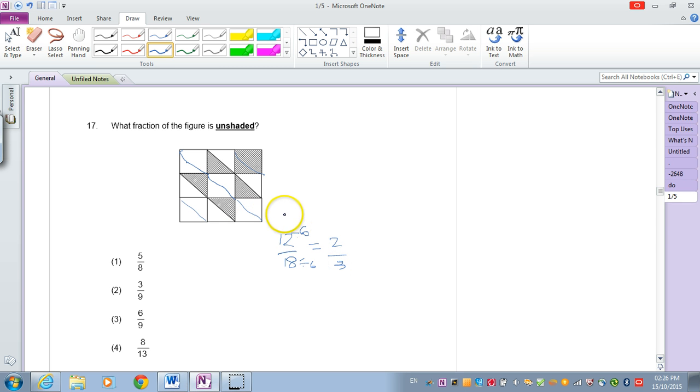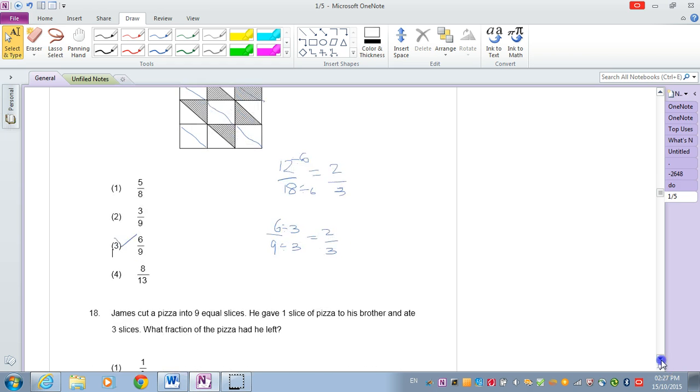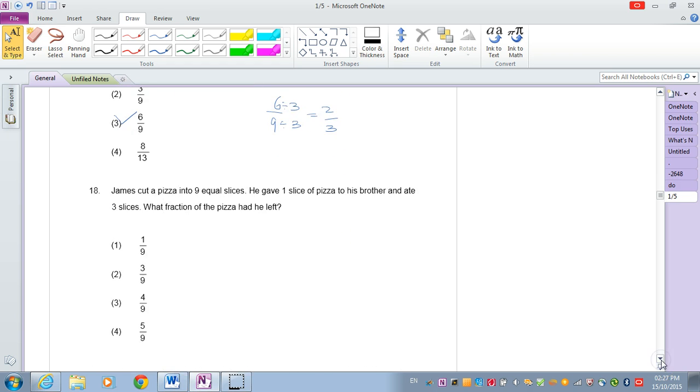However, none of the options has 2/3 in it. But which of these options can be reduced to 2/3? If you look carefully, 6 out of 9 can be reduced to 2/3 because 6 divided by 3 will give me 2, and 9 divided by 3 would give me 3. So 6 out of 9 and 12 out of 18 are actually equivalent fractions. So the answer should be option 3. Alright, let's move on. Question 18.